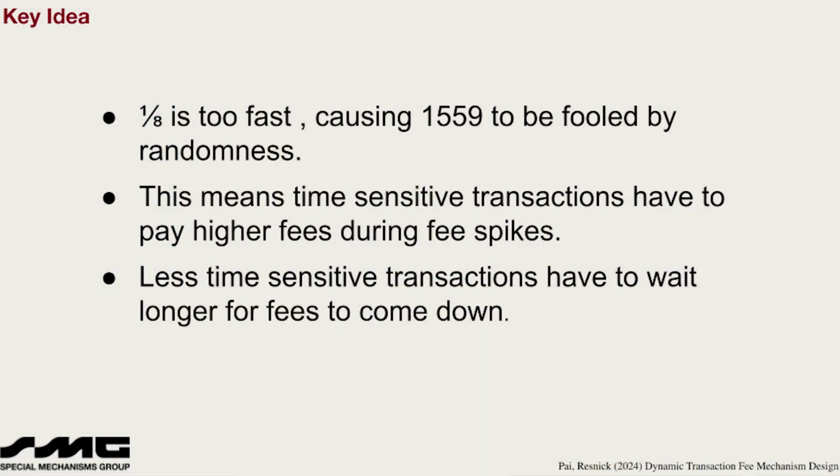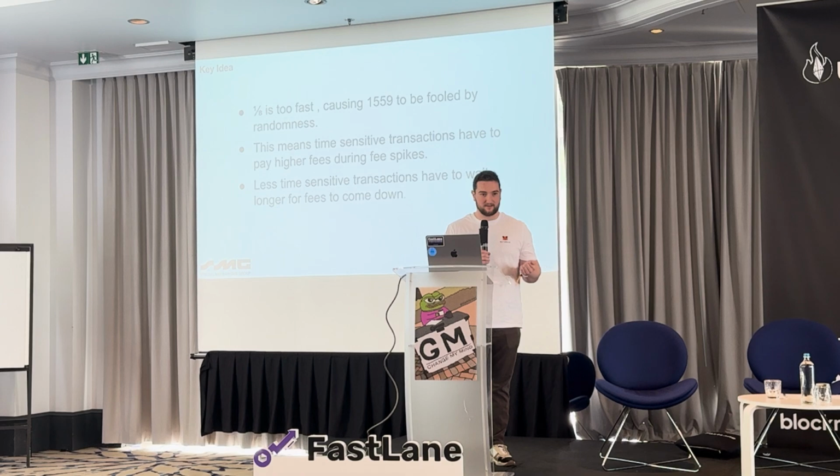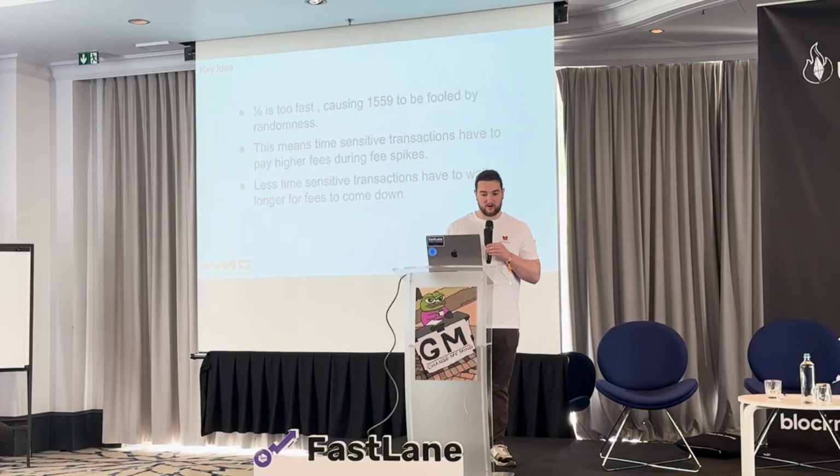The key idea, like I said, is that this 1/8 delta parameter that we set a long time ago and forgot about is too fast. It's causing 1559 to be fooled by randomness. It means that time-sensitive transactions pay high fees during fee spikes when we could just let them pay slightly lower fees. And it means that less time-sensitive transactions who are willing to wait have to wait longer because of the spikes. Which is not that big a deal for the less time-sensitive people, but it does mean that the more time-sensitive people are paying more overall.